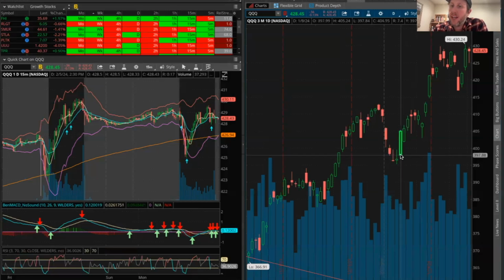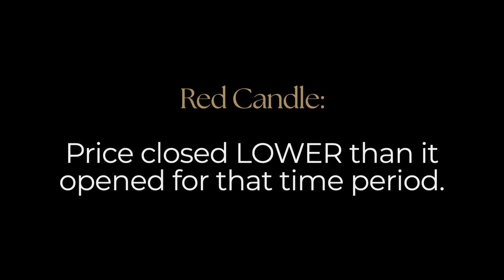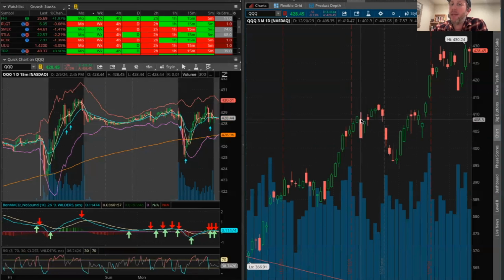The bottom of the candle here is the opening price of the day at $397.99. And then the closing price is the top of the body of the candle, which was $404.95. On a red day, you have the opposite situation that happened here. You have the price opening at the top of the candle and closing at the bottom of the candle, that is, closing below the price of the open.